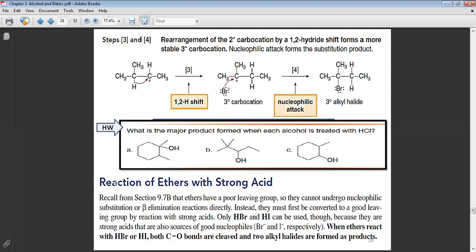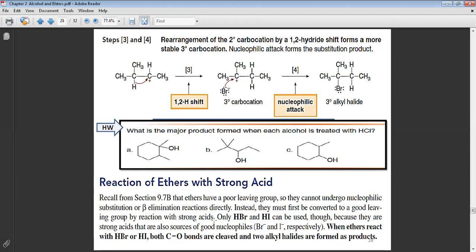Okay, now reaction of ethers with strong acid. Now we finished the alcohol. Now we have ether. He said here from this chapter of the book, ethers have a poor leaving group, so they cannot undergo nucleophilic substitution or beta elimination reactions directly. Instead, they must first be converted to a good leaving group. It is like the OH group, which is not a good leaving group, by reaction with strong acid.